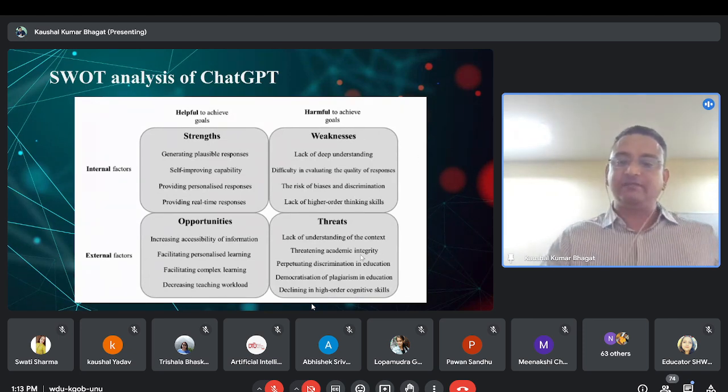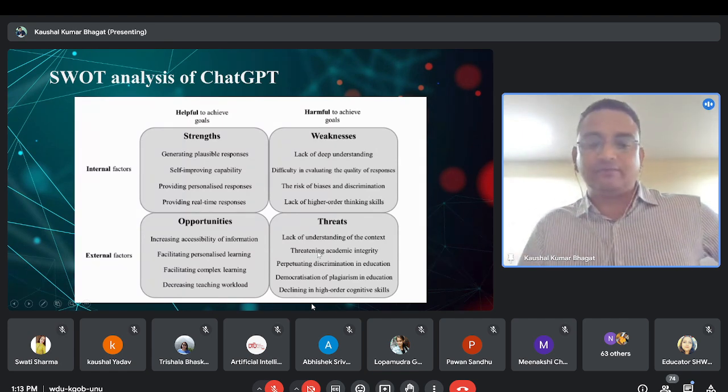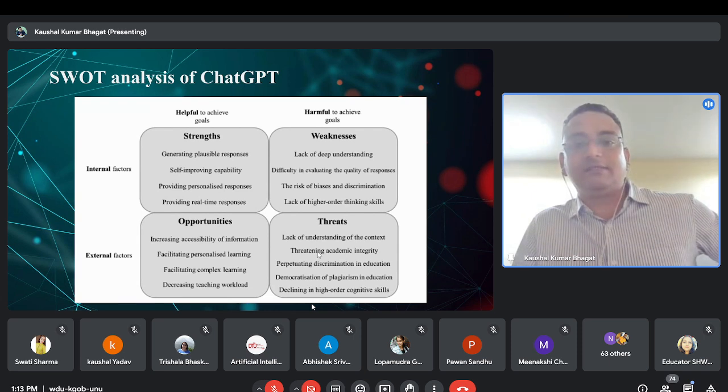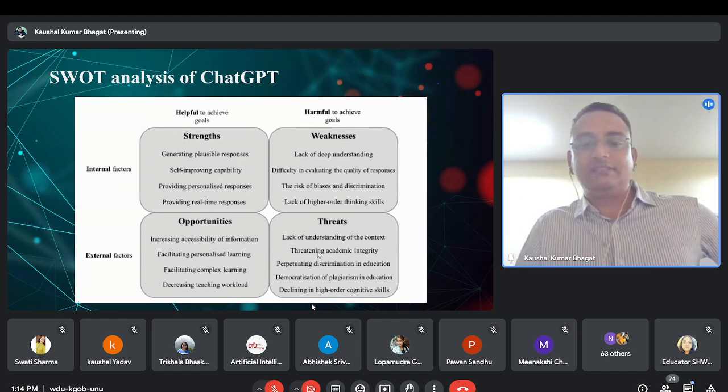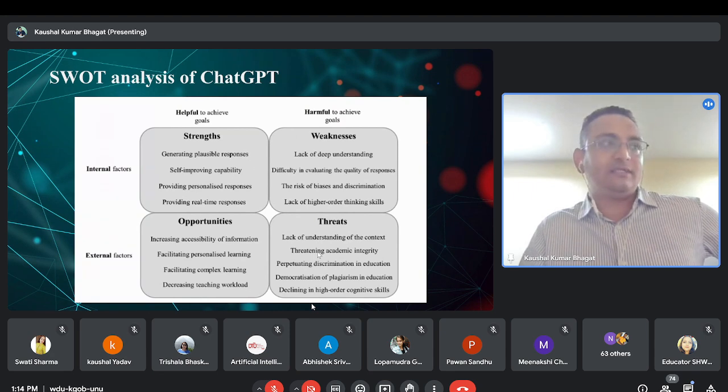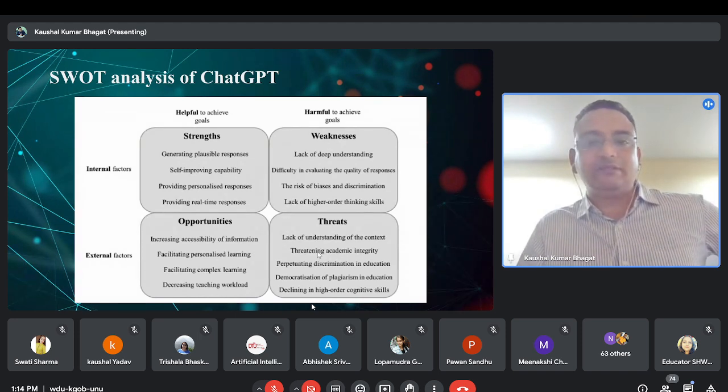However, there are different threats also. One threat is academic integrity, because many students are using ChatGPT to solve their assessments or write essays or other content. So that is another problem. Some people are also talking about higher order cognitive skills, because people are saying that when you have ChatGPT, you have easy access to information. You are not thinking, you can solve the problem using ChatGPT.